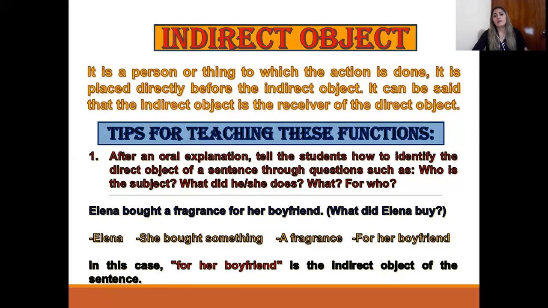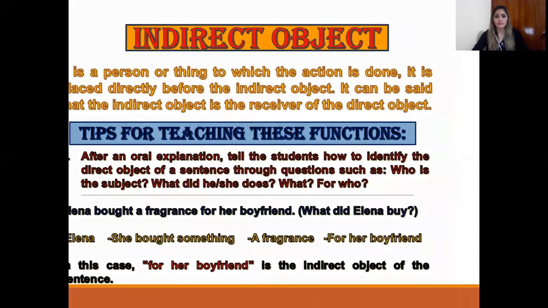1. After an oral explanation, tell the students how to identify the indirect object of a sentence through questions such as, who is the subject? What did he or she do? For whom? For example, Elena bought a fragrance for her boyfriend. Who is the subject? Elena. What did she do? She bought something. What? A fragrance. For whom? For her boyfriend. In this case, for her boyfriend is the indirect object of the sentence.